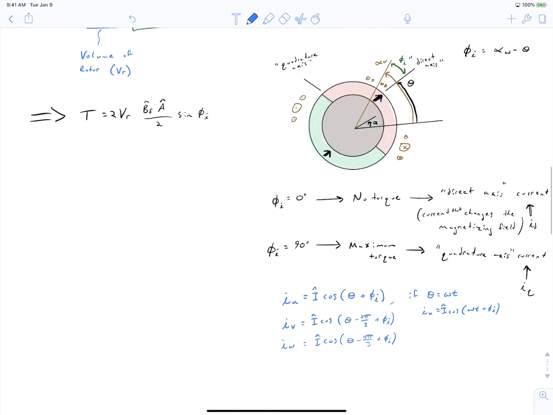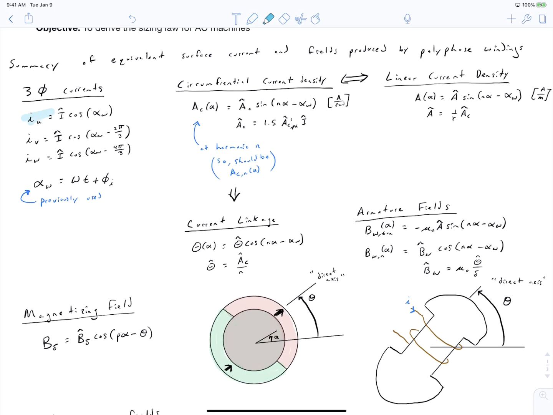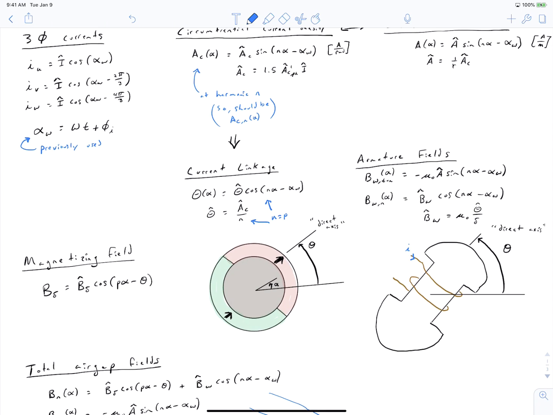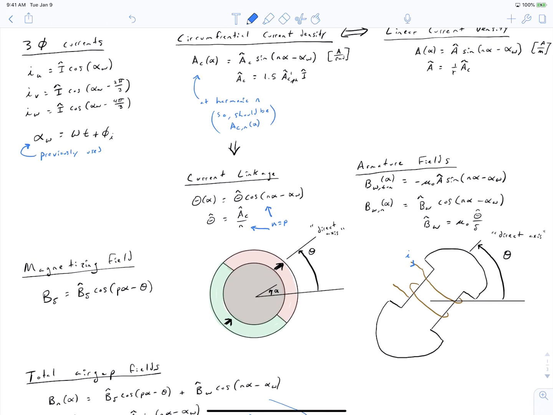Okay, let's go back to this equation. This is a pretty remarkable result when you think about it. We've gone from talking about different currents and current densities and linear current densities, which produced fields in the gap of our machine that in fact depended on the number of poles of the machine. So you see that we've got an n down here, and remember we've proven that this n is going to equal p.